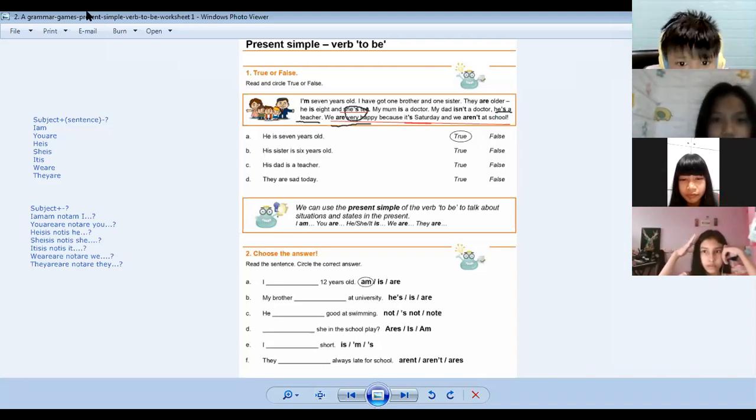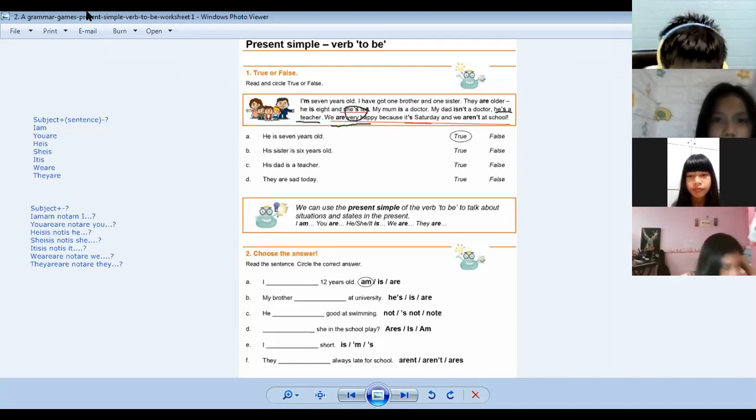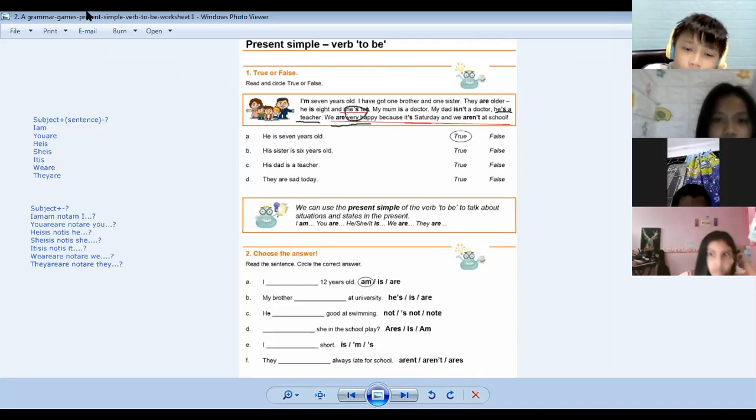Di sini jawabannya diucapin atau digelisin aja. Say the answer. Say it. No need to underline it. Okay, B. What is B? Jua.